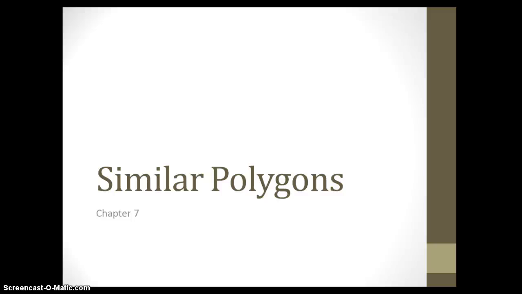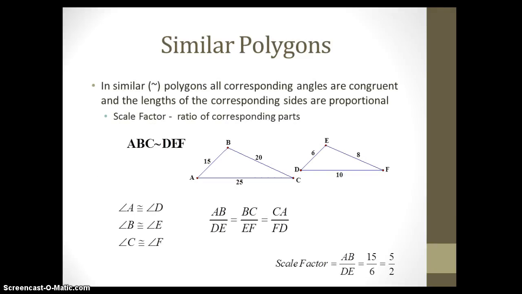Today we're going to begin Chapter 7 by talking about similar polygons. In similar polygons, all corresponding angles are congruent and the lengths of the corresponding sides are proportional. When we talk about the proportionality, we use the scale factor, which is the ratio of the corresponding parts.